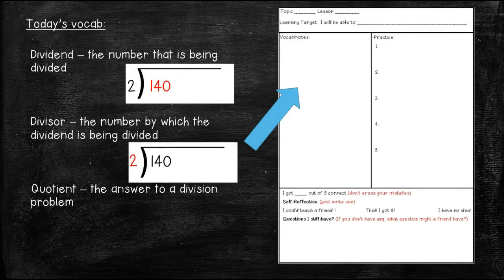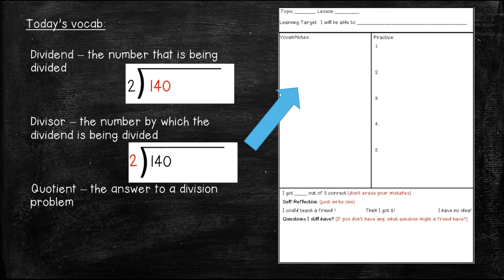Now today's vocabulary. We have 3 words, but I want you to write them small at the top of your vocab/notes portion because we have a lot to write down today. So our first vocabulary word is dividend. That is the number that is being divided. In this case, it's the 140, and it's positioned underneath the house in a long division problem.